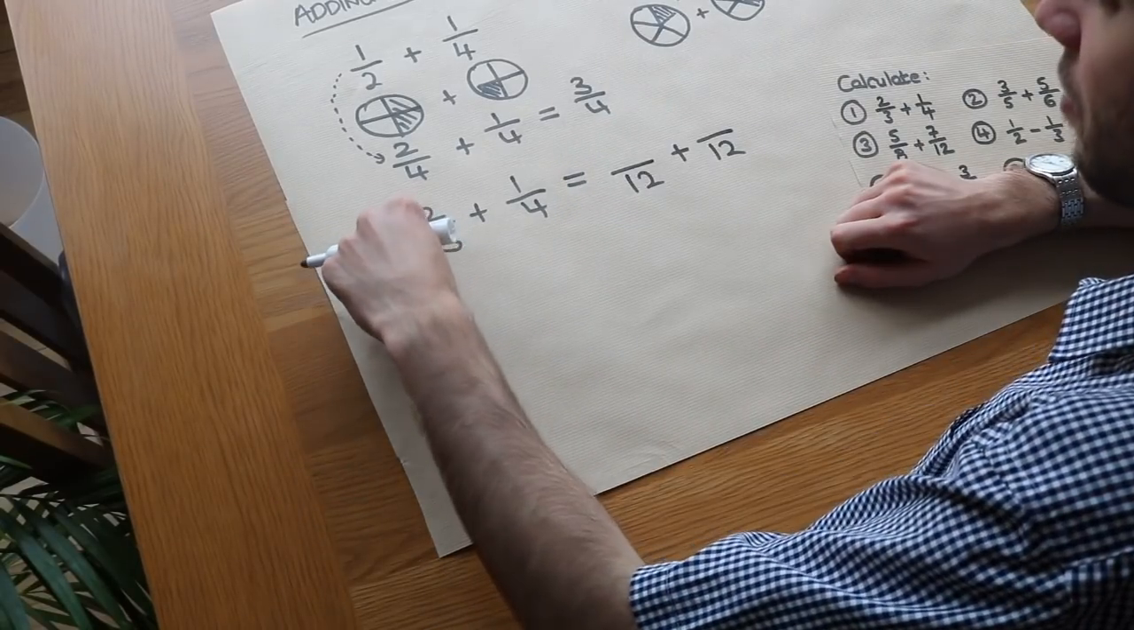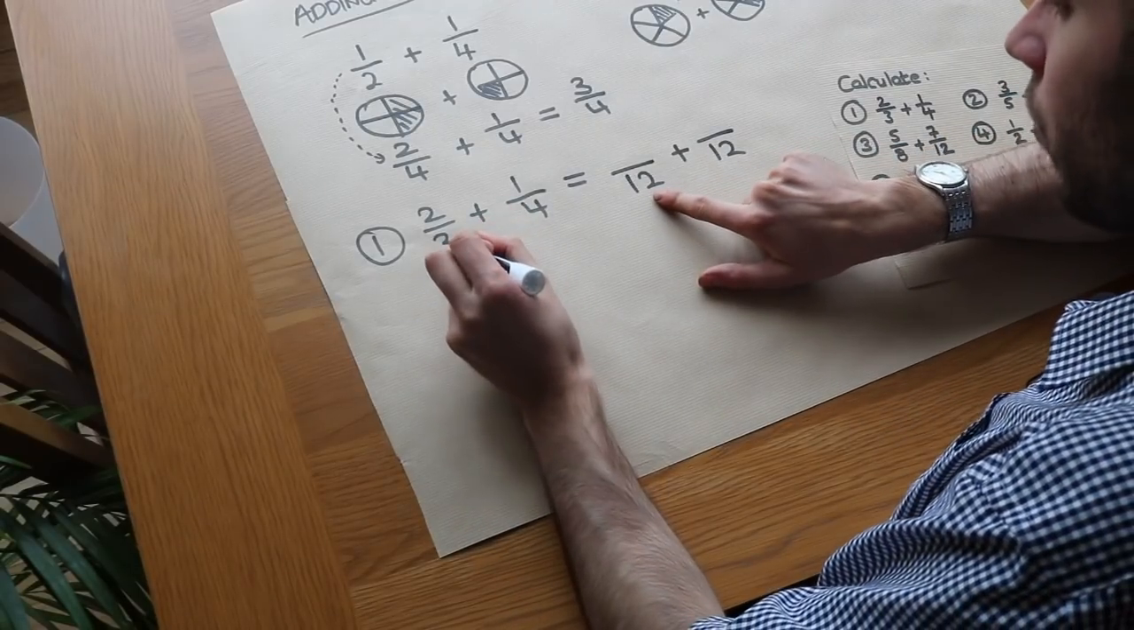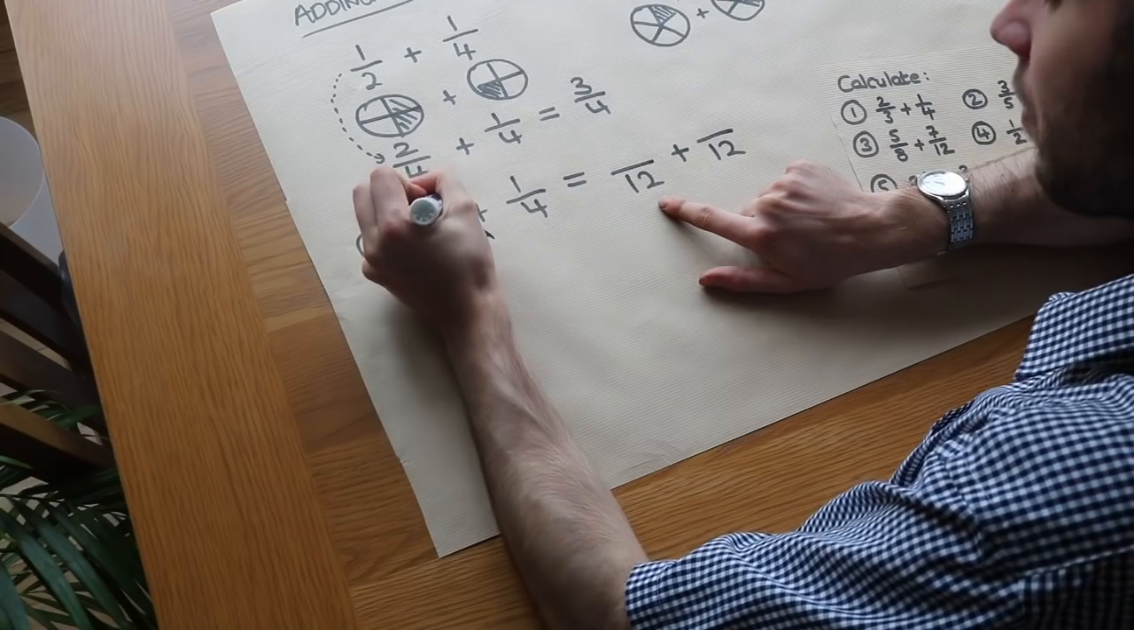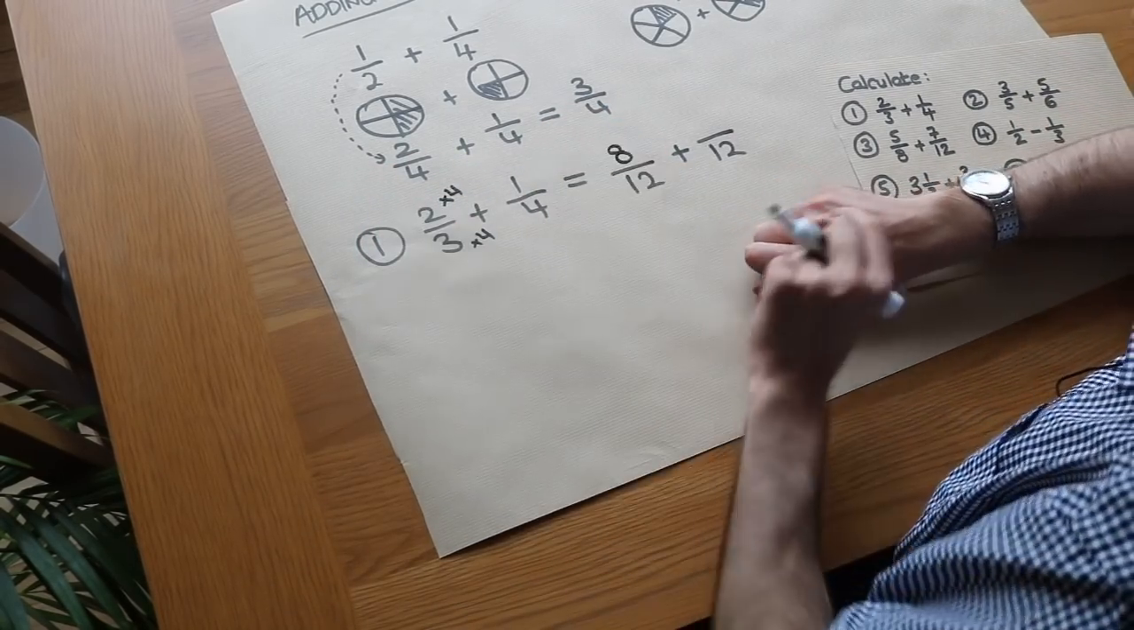Now we need to find an equivalent fraction to 2/3. So what do we do to the 3? Well, we multiplied it by 4. So we therefore need to multiply the top by 4 as well. So 2 times 4 is 8. So 2/3 is the same as 8/12.